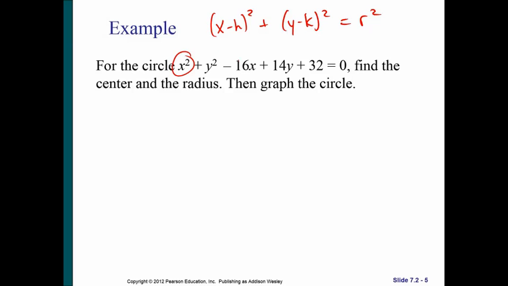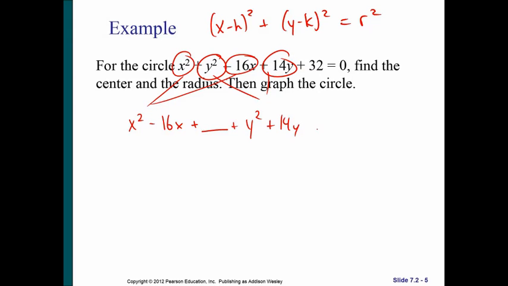So I'm going to take this x squared and this x, and put them together, and I'm going to get x squared minus 16x plus blank. Then I'm going to take this y squared and this y, and put them together, plus y squared plus 14y plus blank equals negative 32, where this blank is the same as this blank, and this blank is the same as that blank. So what goes in the blank?